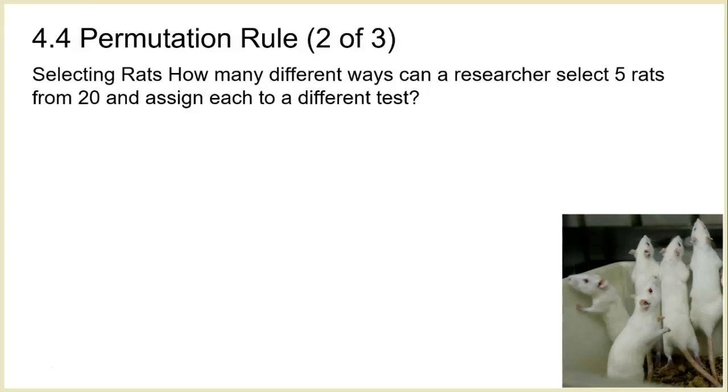So let's look at another example, and I want to explain this example 2 different ways. So we look at how many different ways can a researcher select 5 rats from 20 and assign each a different task. We have to consider that in the examples for permutation, we know order is important, but why is it important? So here the statement that they're assigning each rat a different task implies that the way in which the rats are being assigned to the different tests is important.